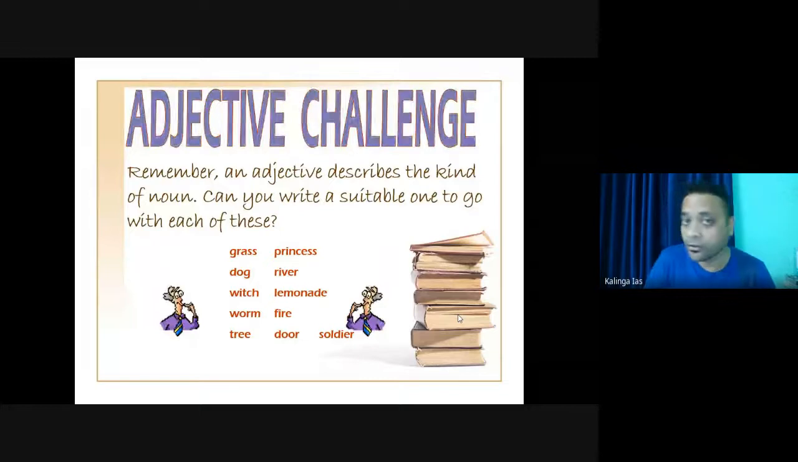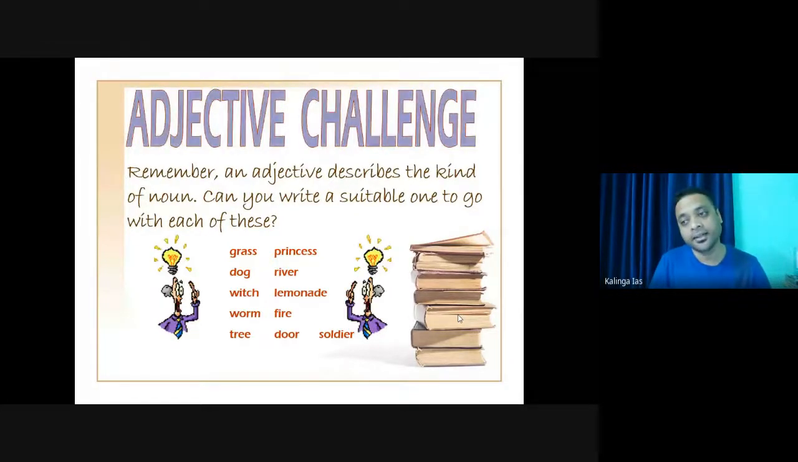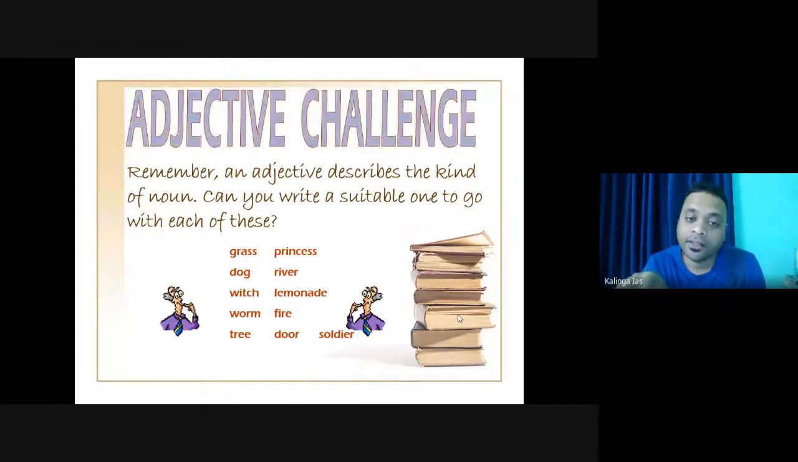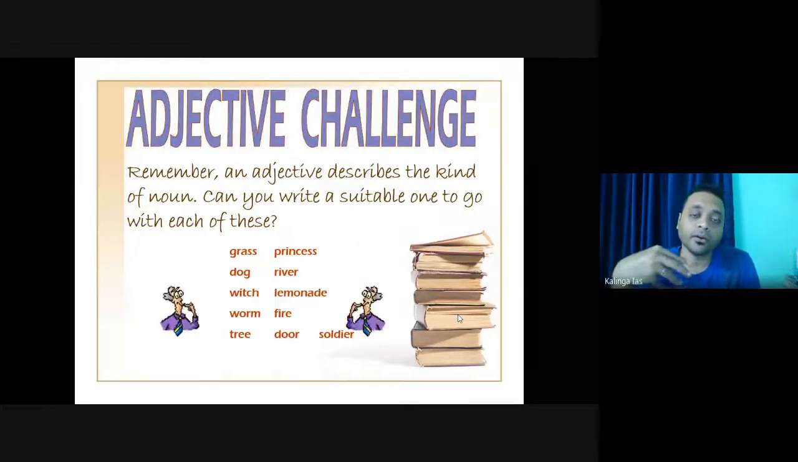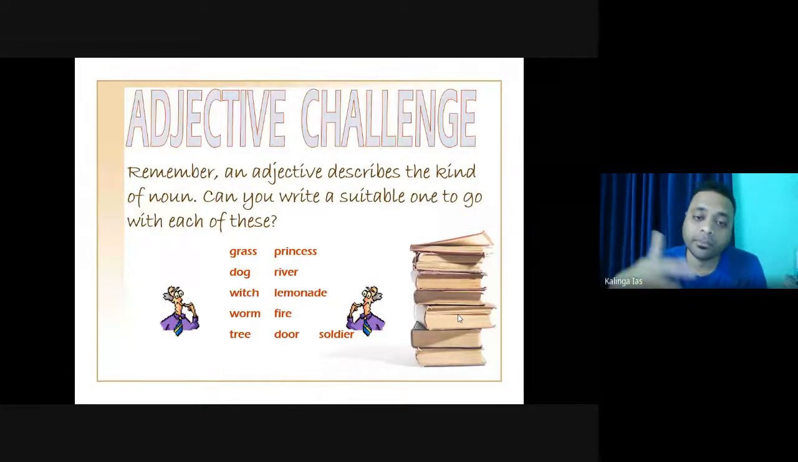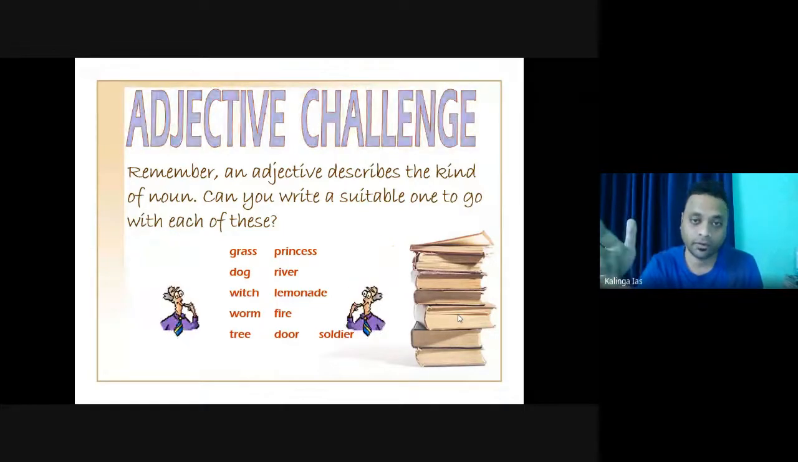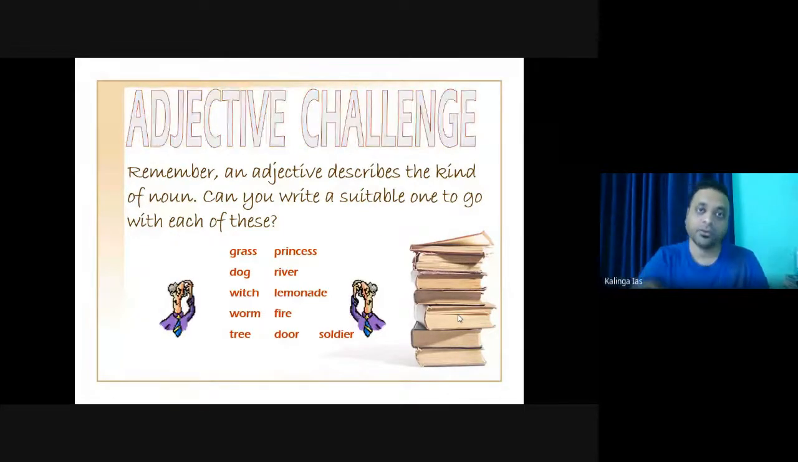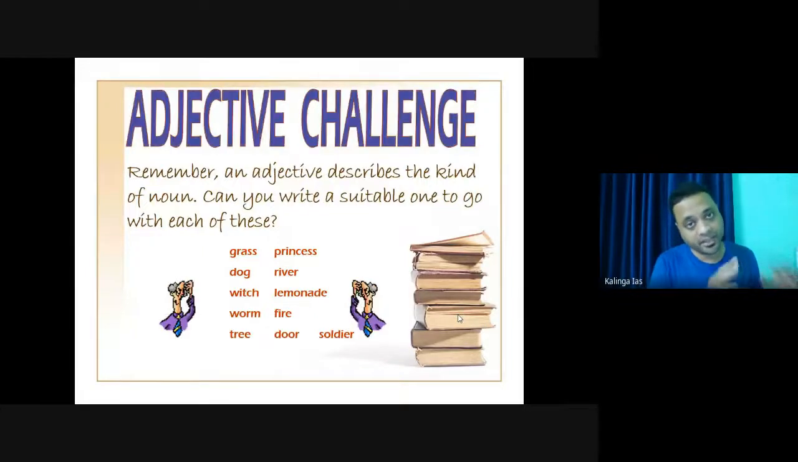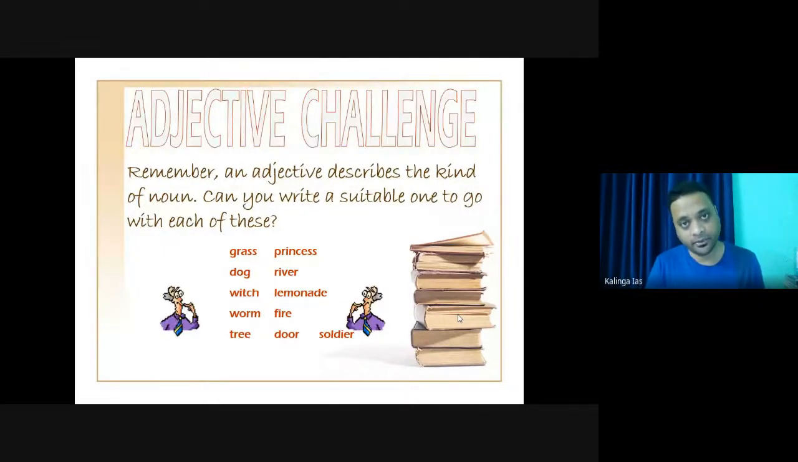Here, I would like to conclude this slide saying, you might have observed the words for particular nouns are different. The words that we used for a witch cannot really be used to talk about a river or princess. So living beings have a different set of words for description. Non-living things have a different set of words as adjectives, right?